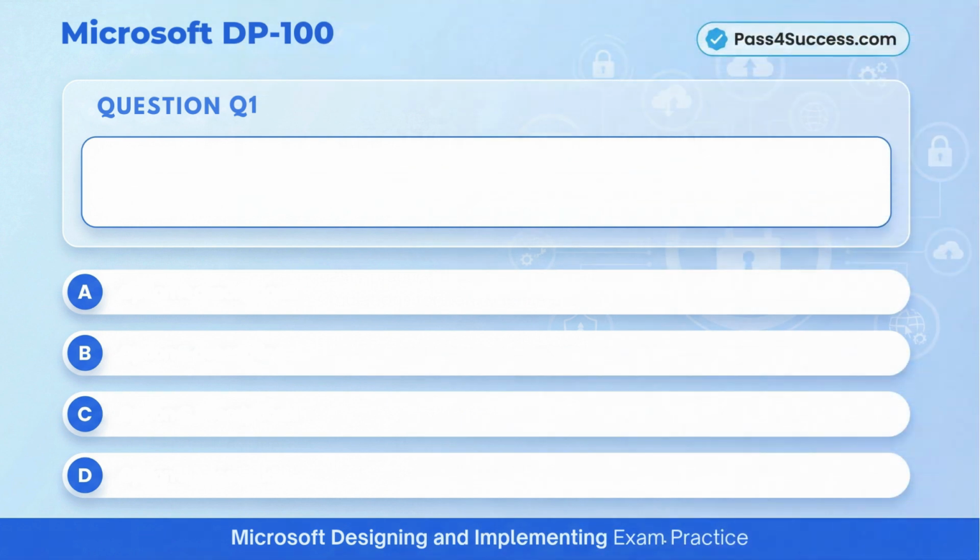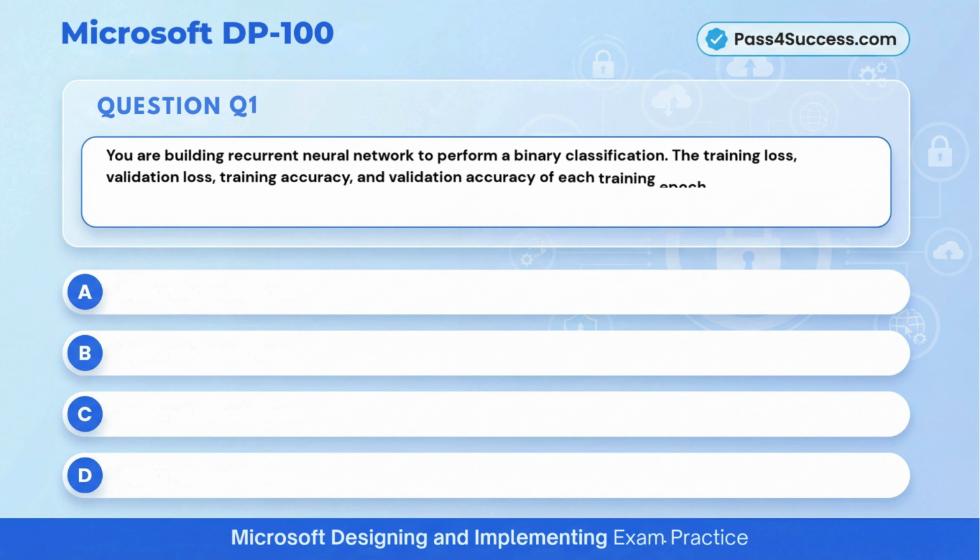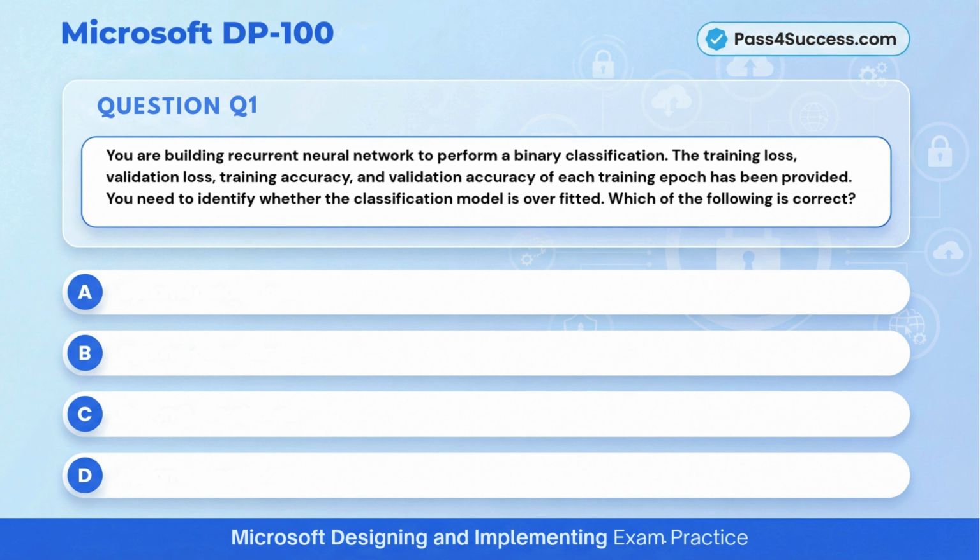Question number 1. You are building a recurrent neural network to perform a binary classification. The training loss, validation loss, training accuracy, and validation accuracy of each training epoch has been provided. You need to identify whether the classification model is overfitted. Which of the following is correct?